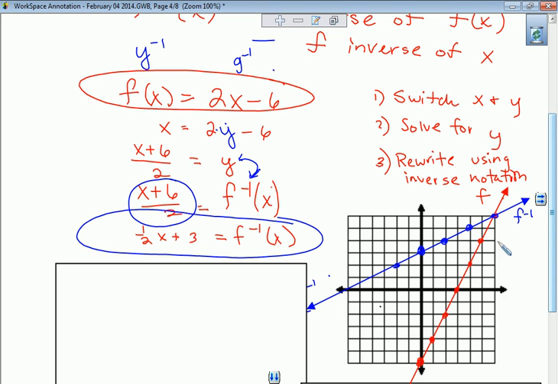Yes, ma'am. Where did you get the 1/2 and the +3? X divided by 2 is the same as 1/2 x. 6 divided by 2 is the same as 3. I just divided it by 2.